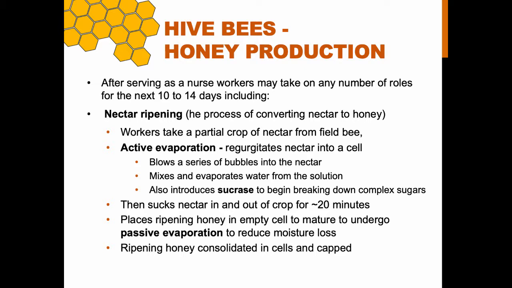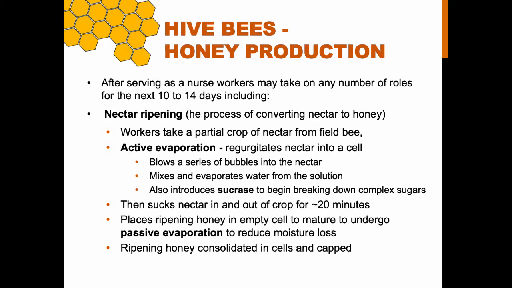If there's a big nectar flow, maybe they're going to become honey ripeners. If it's really hot, they might become water gatherers or fanners. It's just all about what needs done. But anyway, one of the big jobs is nectar ripening. And basically this is just bees carrying out the process of converting nectar into actual honey, as we know it.